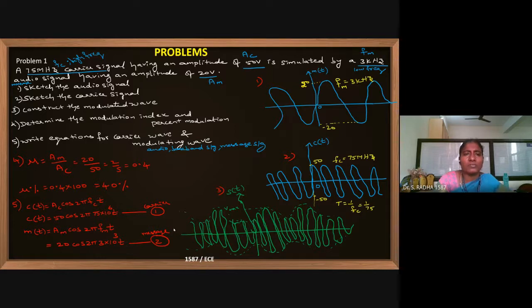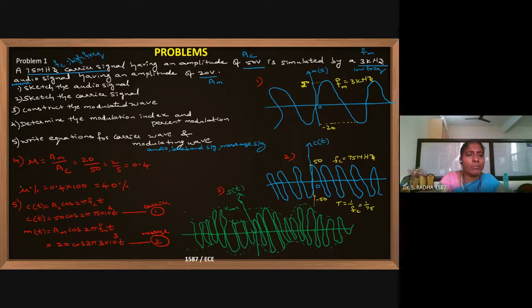So it is very easy to have a clear understanding. Message signal means the cycles will be very few. Carrier means high frequency, more cycles. Modulating means the outer envelope will come, and based on that the interior high frequency carrier should be drawn.